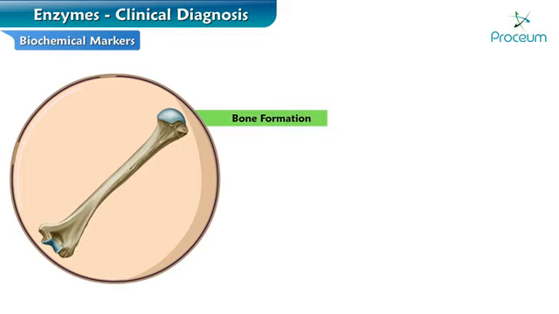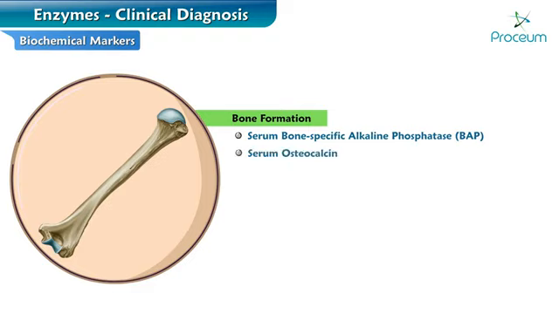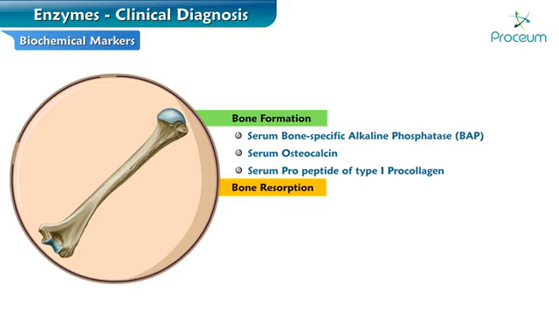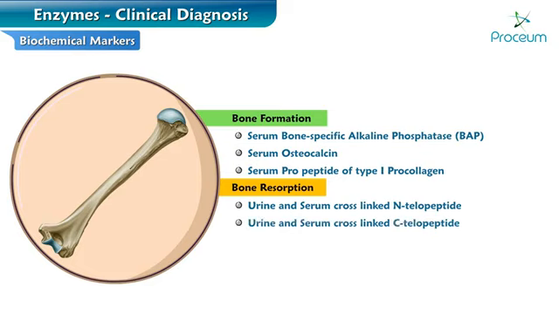Markers for bone formation include serum bone-specific alkaline phosphatase, or BAP, serum osteocalcin, and serum propeptide of type 1 procollagen. Markers of bone resorption include urine and serum cross-linked N-telopeptide, urine and serum cross-linked C-telopeptide, and urine total free deoxypyridinoline.